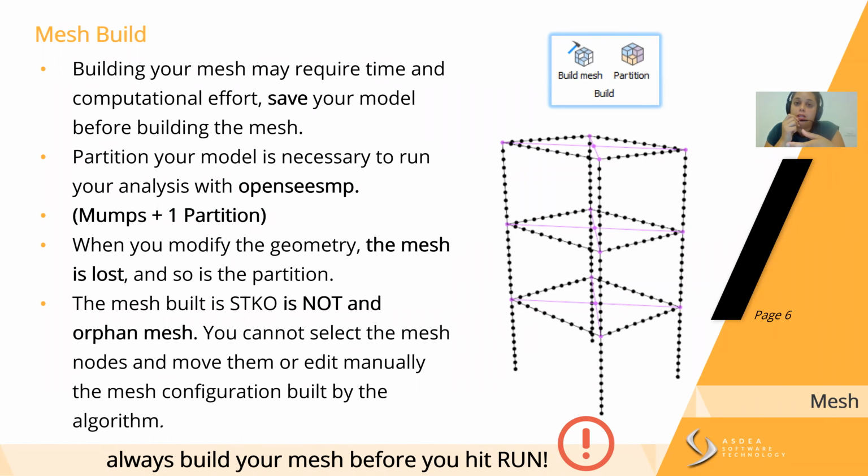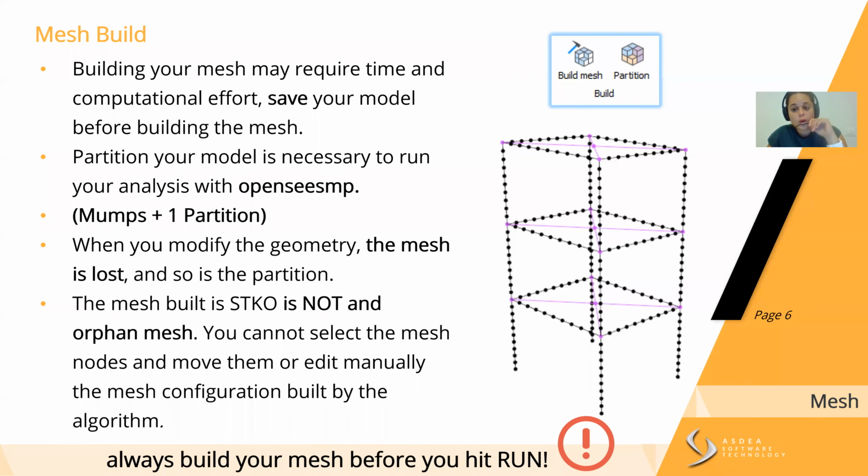So what the write tico command will do at the end, when you run your analysis, is write the nodes, the elements, the materials, and all the information that is stored in your model in different files so that they can be run on separate processors. This is really powerful, and it's not available in OpenSees by itself. You cannot partition your model just with an OpenSees command. It's a built-in tool of STKO that only we have.